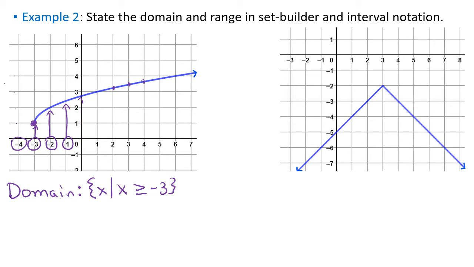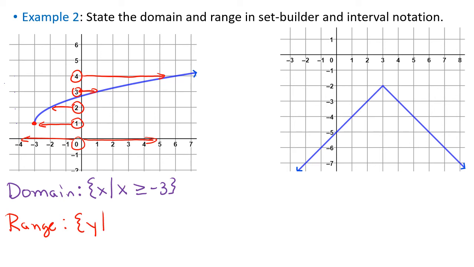Our range is doing the same thing, but we're looking at the y-axis. So range is referring to the y values that create the graph. If we look down here at 0, there's no blue line in either direction of 0. But if we look at 1, we see there's that point. So 1 is the very first number that creates a point on our blue graph. 2 creates a point on our blue graph. 3 creates a point on our blue graph. 4 makes a point on our blue graph. So any y value that is greater than or equal to 1 creates a point on that blue graph.